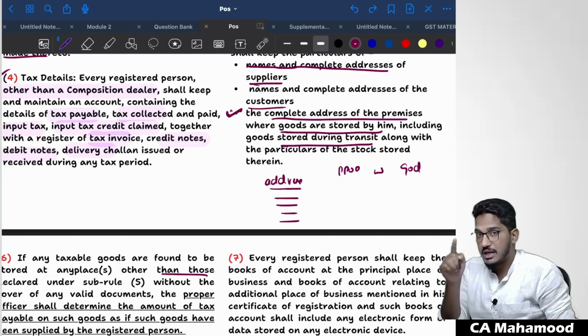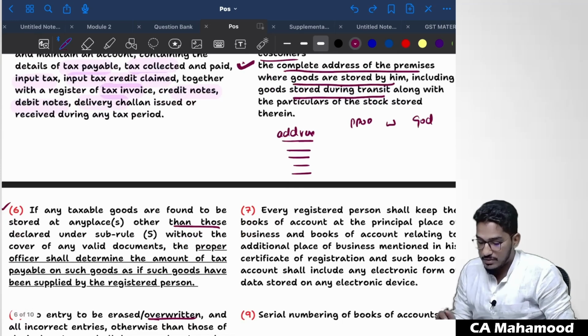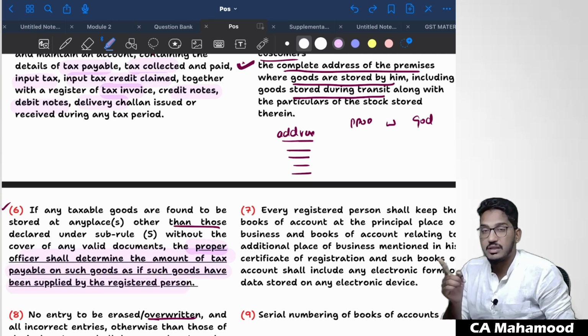In case it is found that you are keeping the stock at a place other than those mentioned in that register, that you are storing the goods at a place other than what is mentioned in that register, then what will happen is, without any cover of valid documents, the proper officer shall determine the amount of tax payable on such goods as if you have supplied those goods.